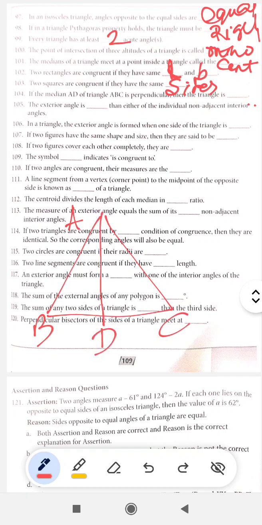If the median AD of a triangle ABC is perpendicular, then the triangle is what? Then the triangle is what? If it is a perpendicular. Equilateral triangle.